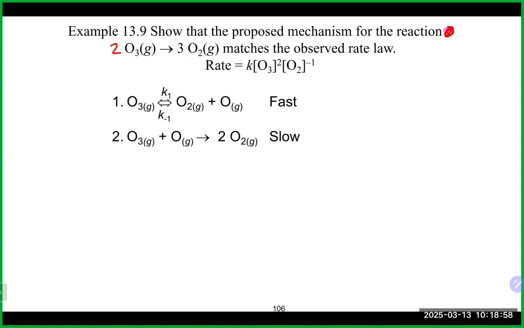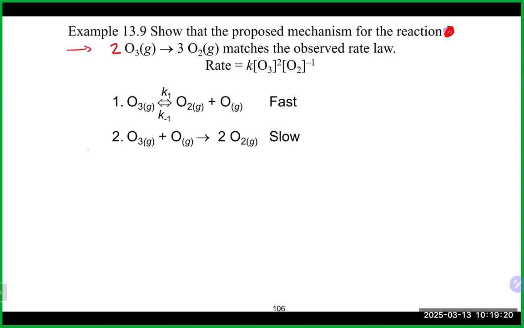Remember, in order for this type of mechanism problem, again, we're given the overall reaction and we're given the experimentally found rate law. So again, to determine if it is a good or bad mechanism, we need to make sure basically 2 things match. We need to make sure when we add the overall reaction together, we do get the reaction that we're looking at here, which is this guy.